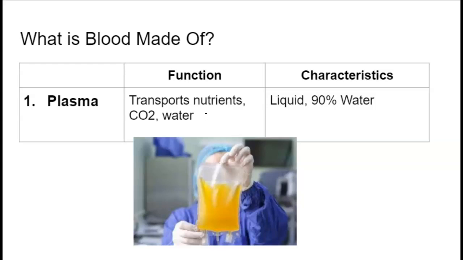If we didn't have plasma, our blood would not be a liquid. The reason our blood's a liquid is because it has these blood cells and they float in this liquid. I know it all looks red. That's because there's so many red blood cells. So it's liquid, it's mostly water, it's yellowish.